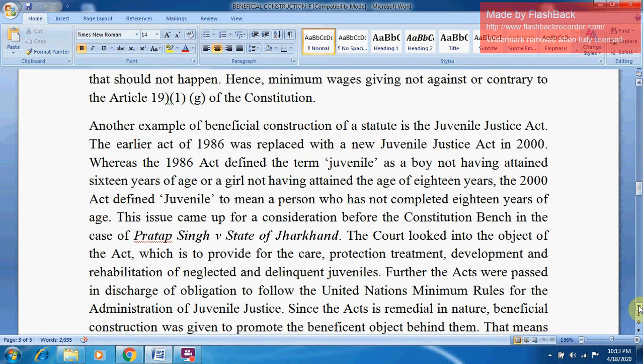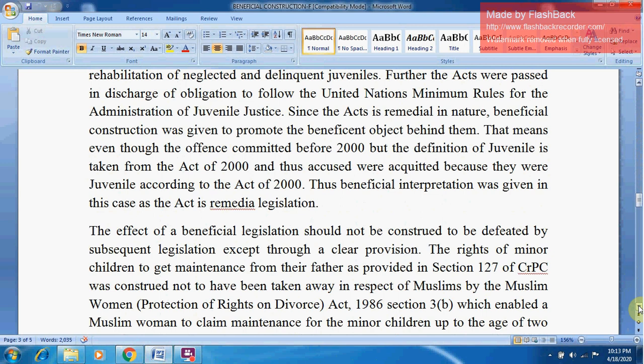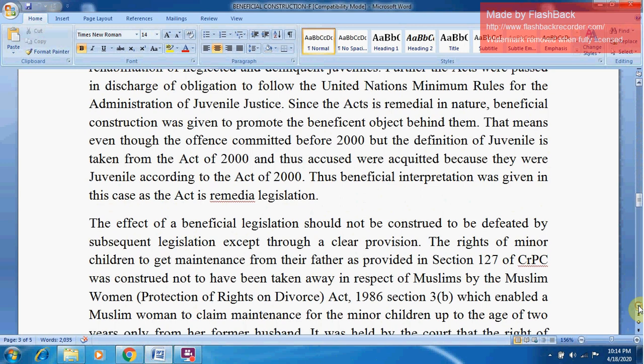The issue came up for consideration before the Constitution Bench in the case of Pratap Singh versus State of Jharkhand. The court looked into the object of the Act, which is to provide for the care, protection, treatment, development, and rehabilitation of neglected and delinquent juveniles. Further, the Act was passed in discharge of the obligation to follow the United Nations minimum rules for the administration of juvenile justice. Since the Act is remedial in nature, beneficial construction was given to promote the beneficent object behind it. That means, even though the offense was committed before 2000, the definition of juvenile is taken from the Act of 2000, and thus the accused were acquitted because they were juveniles according to the Act of 2000. Thus, beneficial interpretation was given in this case. That is a remedial legislation.